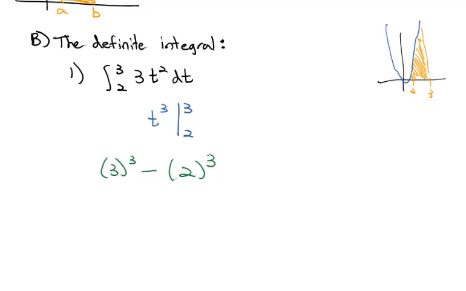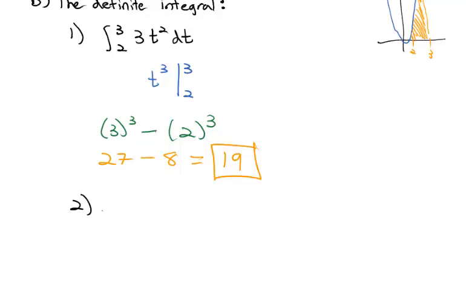Well, 3 cubed, that's 27. Minus 2 cubed is 8, and 27 minus 8 is 19. There are 19 square units between 2 and 3 underneath the curve 3t squared. That's what the definite integral does, it lets us find the area between these values.